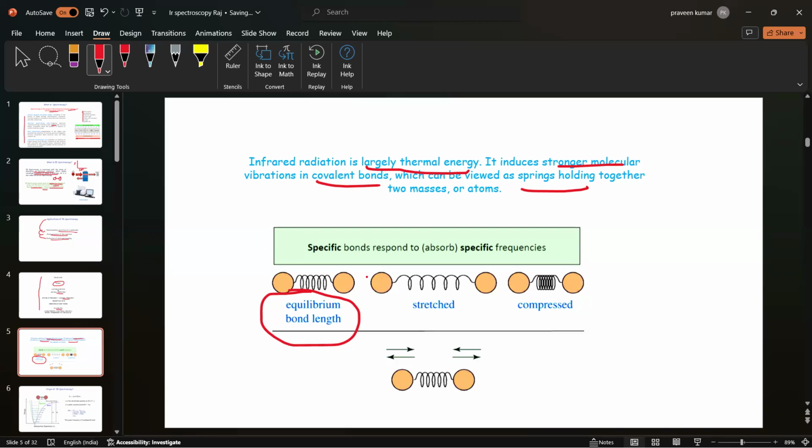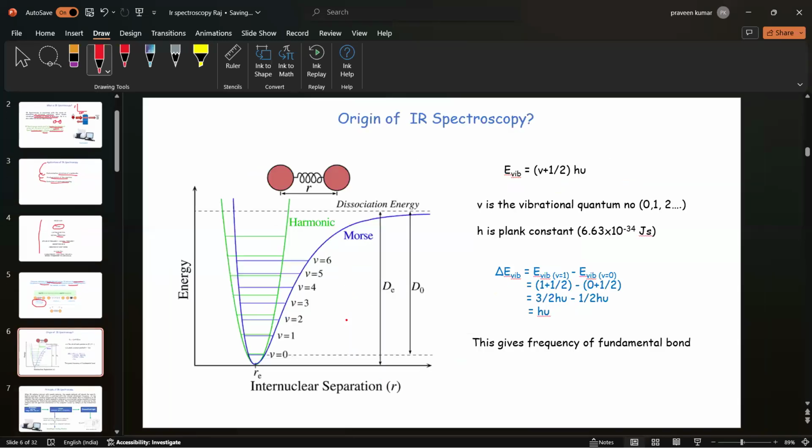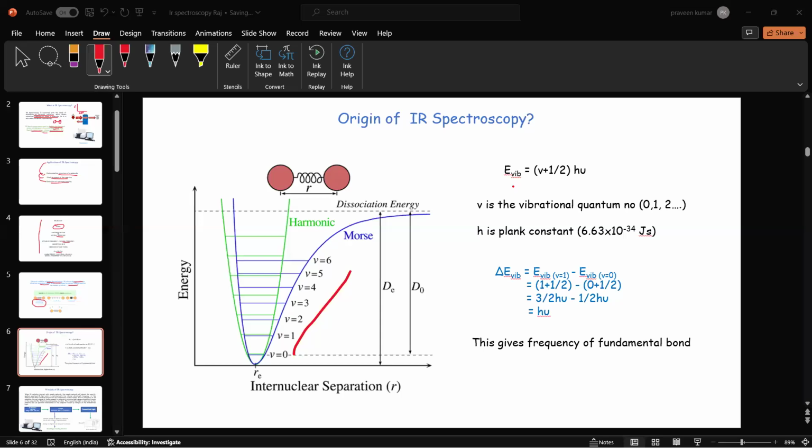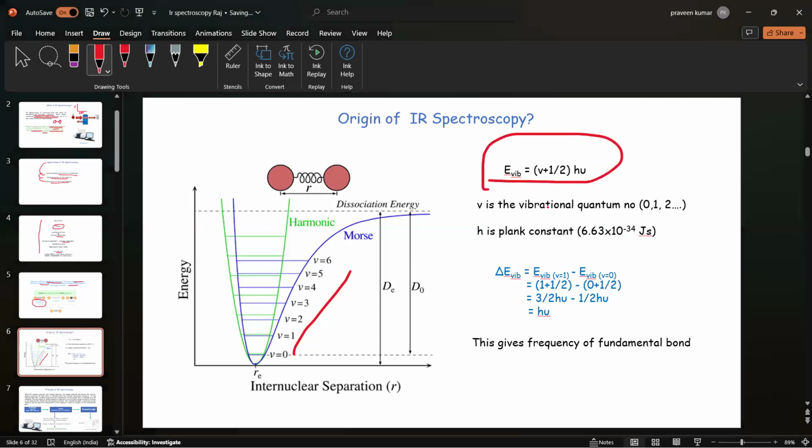So now we are going to discuss further. These are the various vibrational levels present in our molecule. This we have to remember. The energy of the vibration is equal to (v plus half) h nu. Here v is the vibrational quantum number, which can range from 0, 1, 2, and h is the Planck constant. The value of the Planck constant is also very important, guys, which is 6.63 times 10 to the power minus 34. And delta E of the vibration is equal to h nu, which gives the frequency of the fundamental bonds.